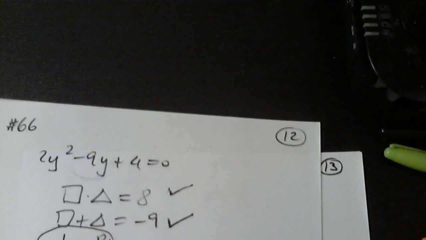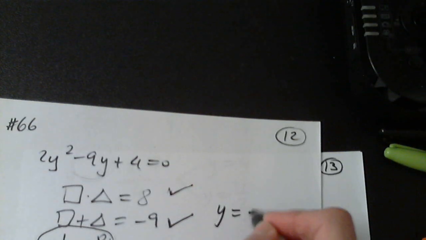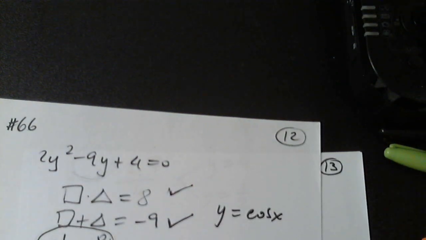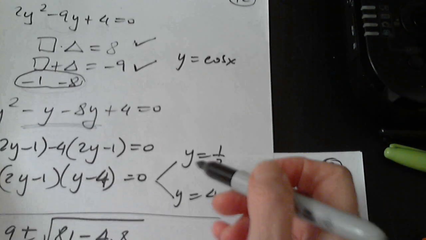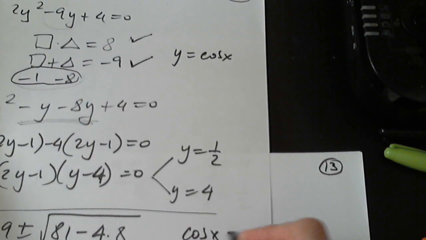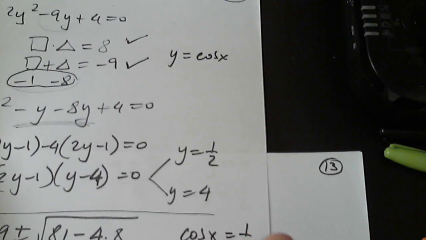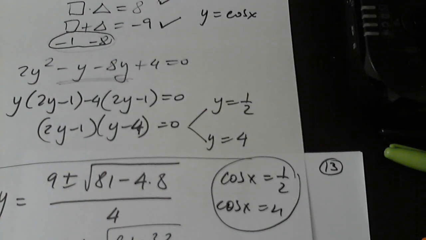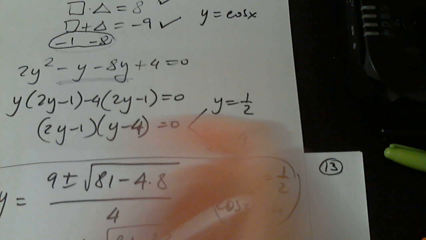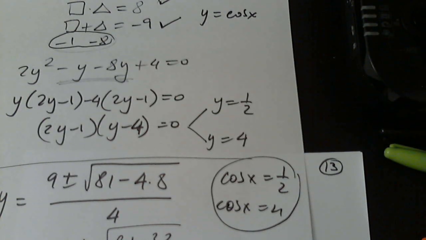So now your y is the cosine. So that's all you need, just to write cosine x equals 1/2 and cosine x equals 4, and you take it from here. You don't have to use a substitution if you don't want to. But then from here, you still have to solve for x.